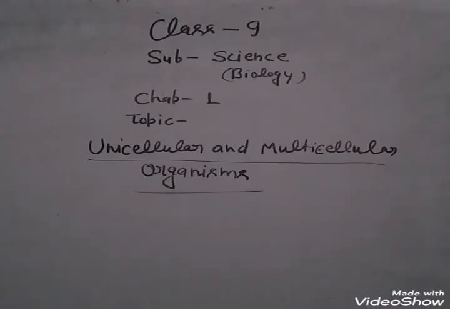Students, good morning. Today I am going to teach class 9th, subject science, section biology, chapter 1st, topic unicellular and multicellular organism. According to the number of cells, organisms are of two types. First, unicellular organism and second, multicellular organism.